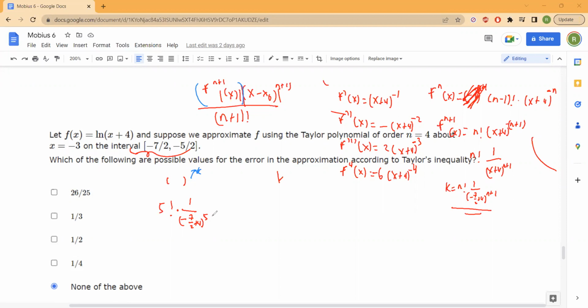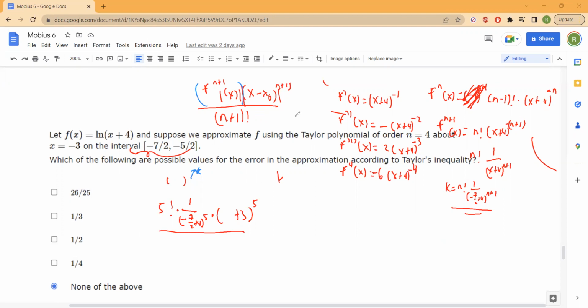Then we're going to get times x minus x null to the power of n plus 1. So our x null in this case is negative 3. X null just represents around what you're building your Taylor polynomial, and in this case, it's given to us as negative 3. So minus negative 3 is going to be plus 3. I'm just leaving my x because we're going to figure it out in a bit. Plus 3 to the power n plus 1, so that's 4 plus 1 is 5. So to the power of 5 over n plus 1 factorial.